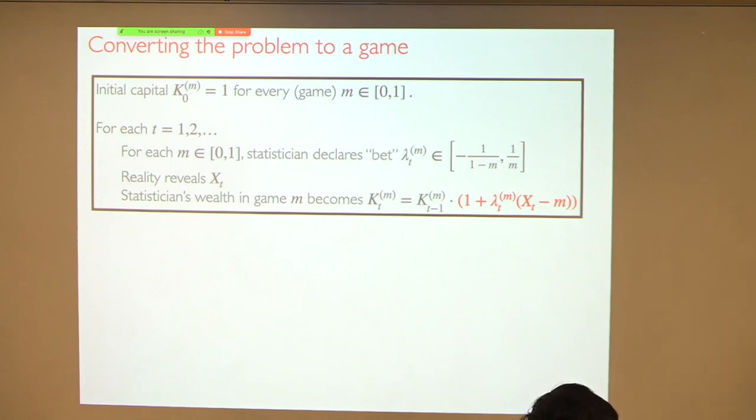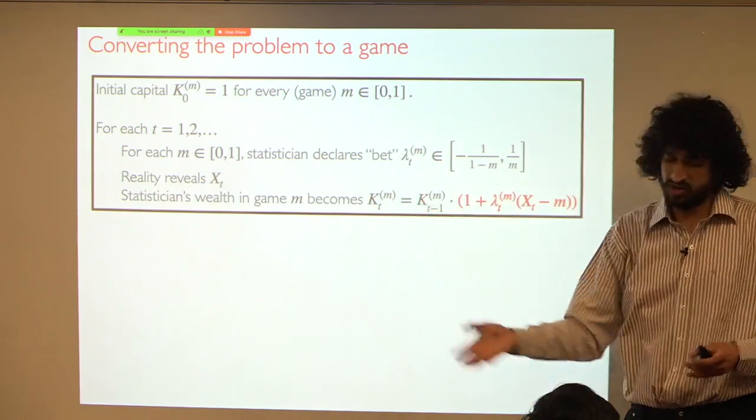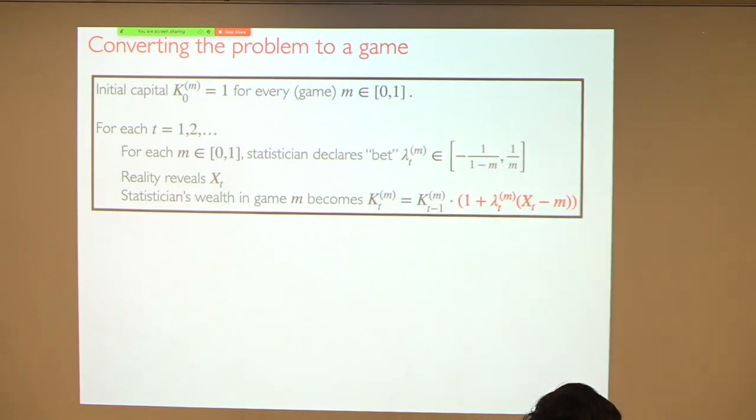That's how you're going to bet, and this bet is going to depend on the data that you've seen up to previous rounds. So in round t, you have seen x1 to xt minus 1. You have some idea of the distribution and the mean. You're going to use that to inform how you bet in the next round. And this is your capital process.